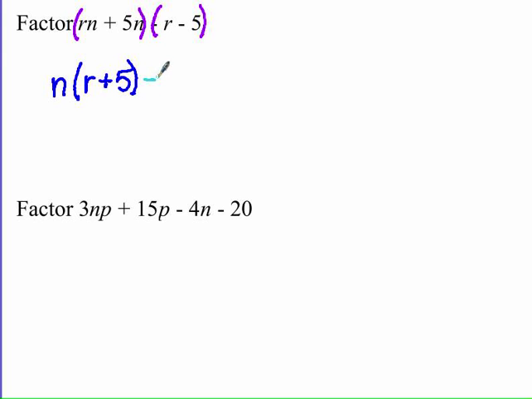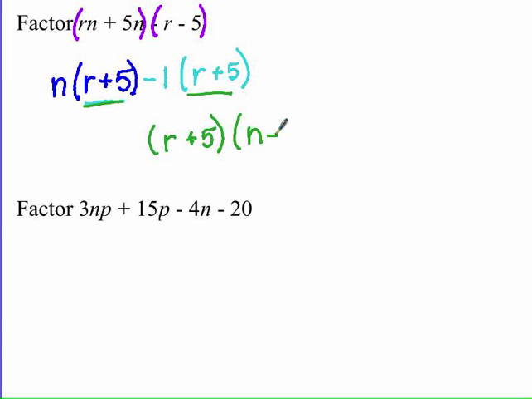Negative 1. You're probably wondering why you would use a negative 1. Notice I need to get to an r plus 5, and this is a negative r. That's not going to match. If I take a negative 1 from negative r, that gives me a positive r. If I take a negative 1 from negative 5, that leaves me with a positive 5. Now, if I look at the parentheses, both of them match. So that's one factor. What's my other factor going to be? n minus 1. Very good job.